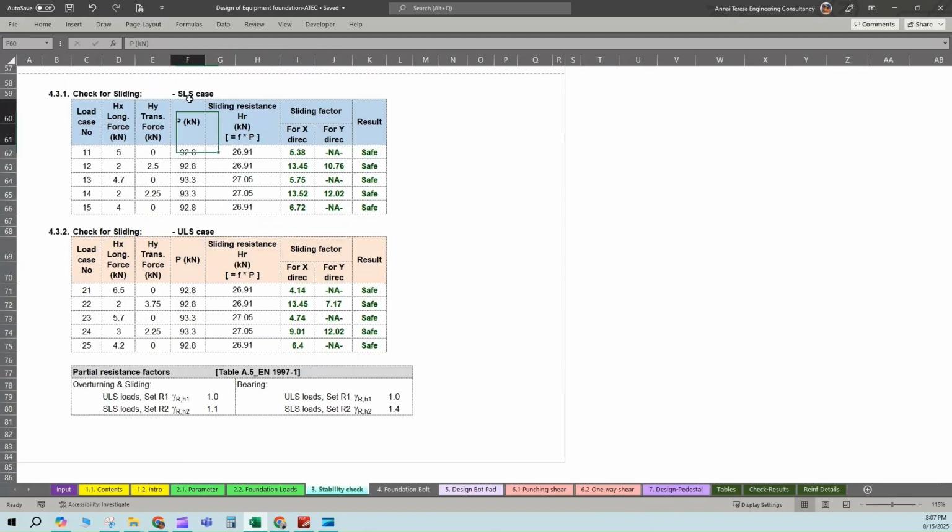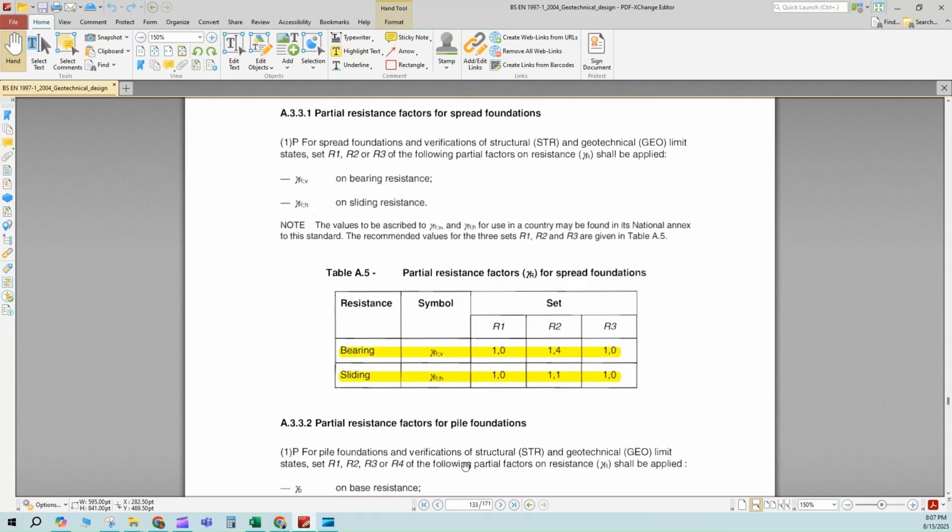These SLS load cases are generally used for the basic geotechnical requirement, and the ULS load cases we are going to apply for the member design or the element design. Before explaining the values inside the table, we need to find the partial resistance factors as per EN 1997 for spread footing. For that we need to refer to Table A5 of EN 1997 part 1. On the screen you can see the table which we need to refer to.